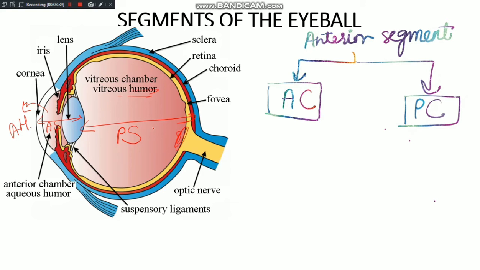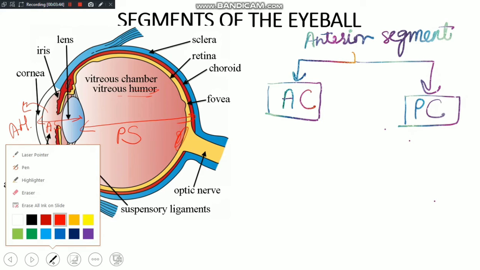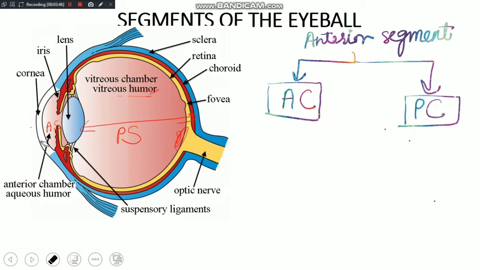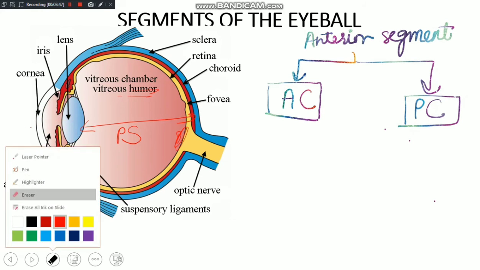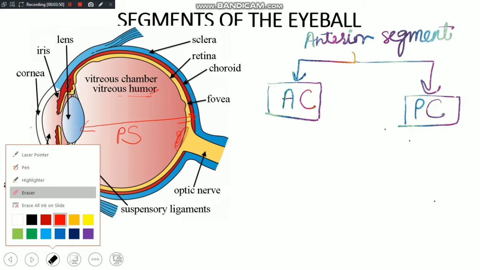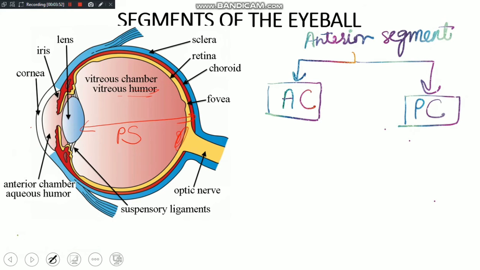Now the anterior segment is further divided into two chambers. Let us see those two chambers. The chamber which is in front of the iris is known as the anterior chamber.